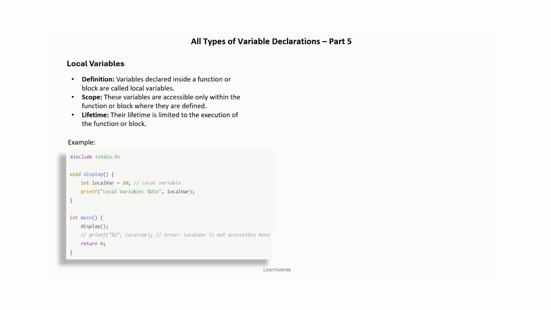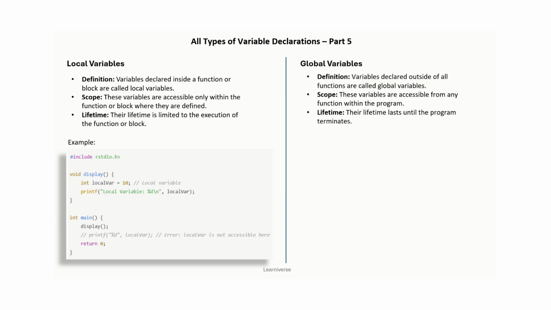And we do have local variables. Local variables are declared inside a function or a block and accessed only there, within the block or within the function. This is an example of how a local variable is declared and how it is accessed within the function. And also what happens if we use it outside the function. You can see the commented line as well.